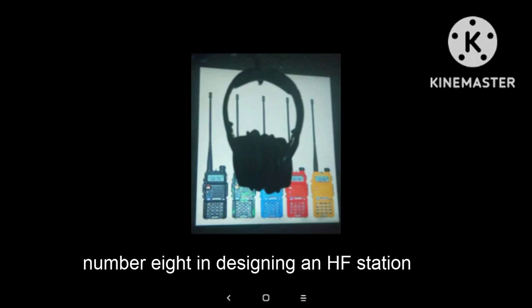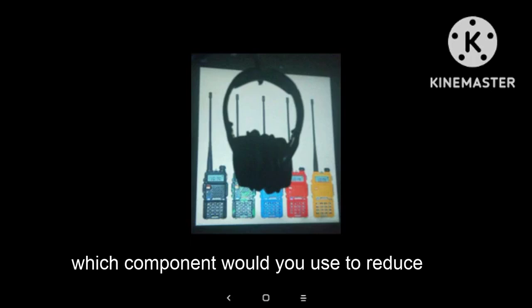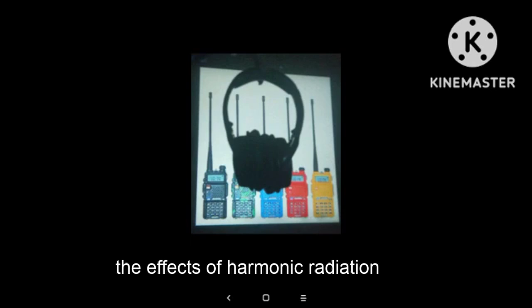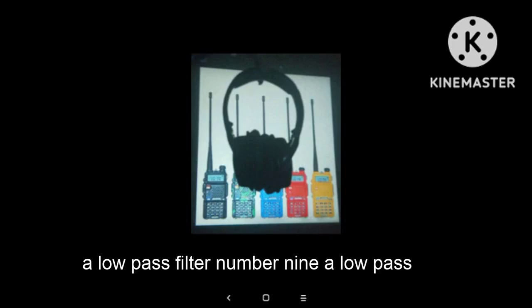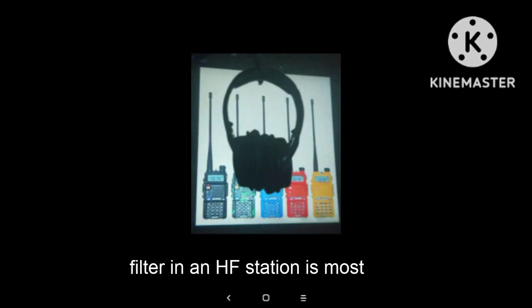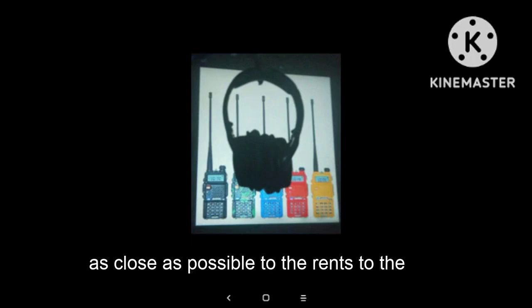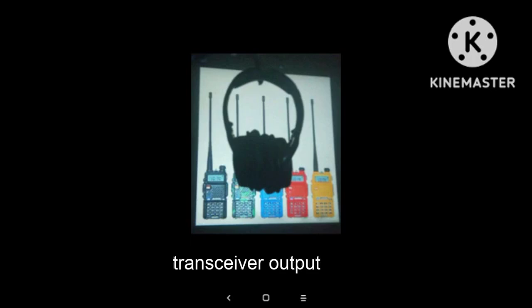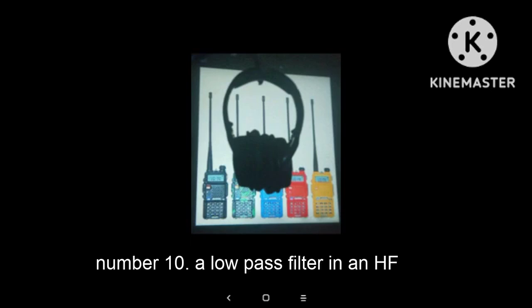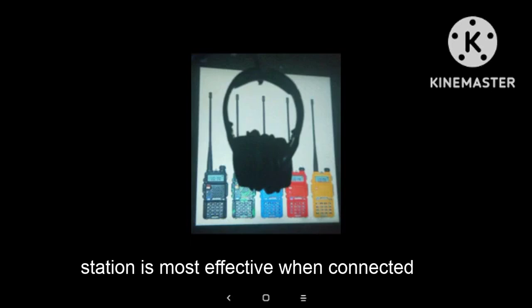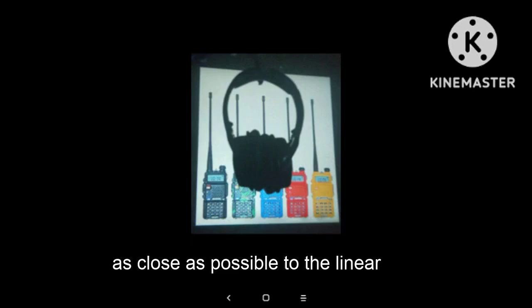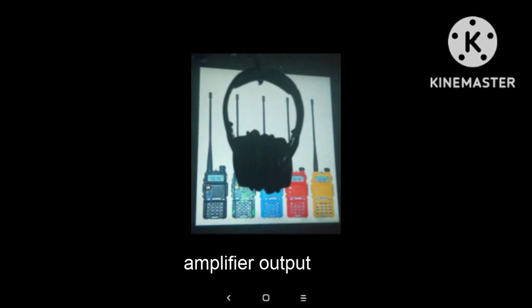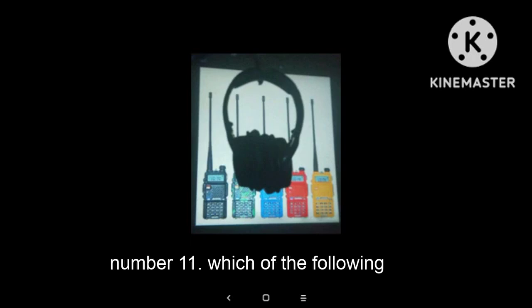Number 8. In designing an HF station, which component would you use to reduce the effects of harmonic radiation? A low-pass filter. Number 9. A low-pass filter in an HF station is most effective when connected as close as possible to the transceiver output. Number 10. A low-pass filter in an HF station is most effective when connected as close as possible to the linear amplifier output.